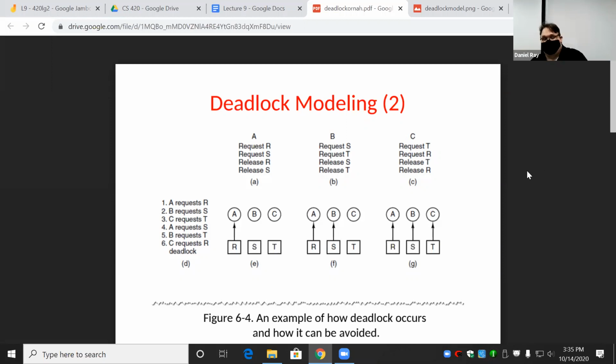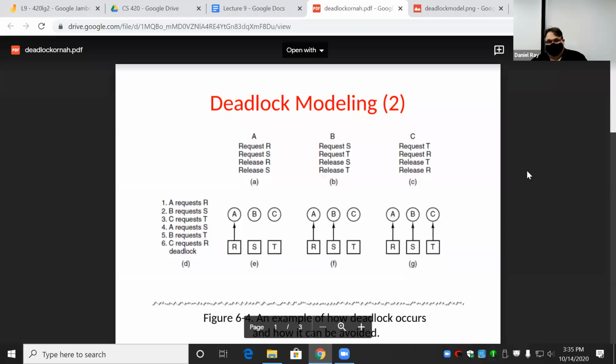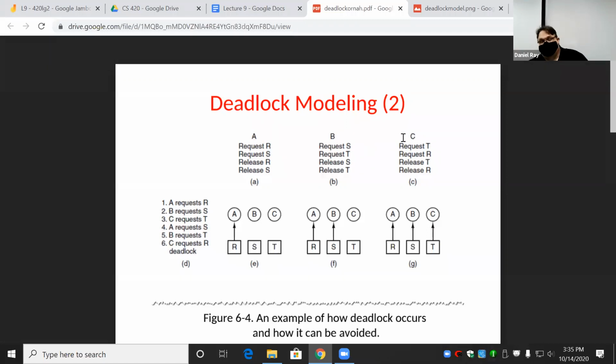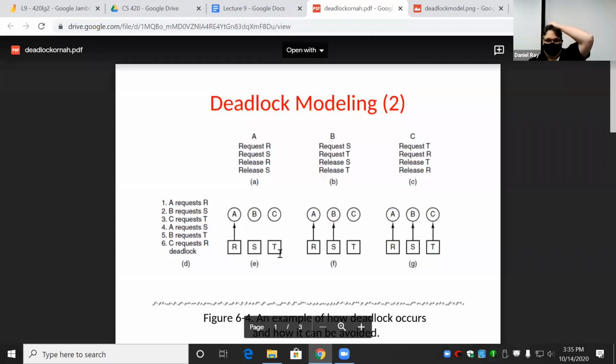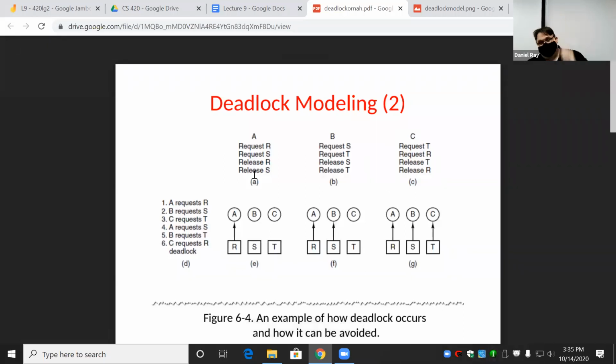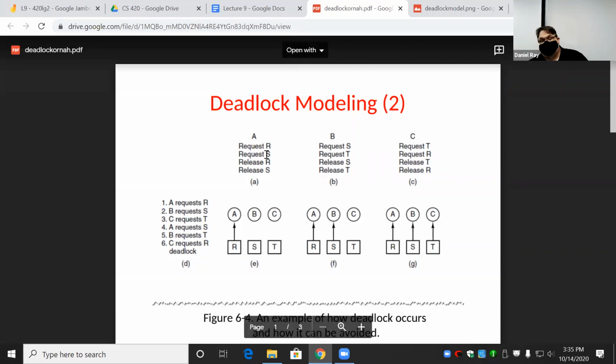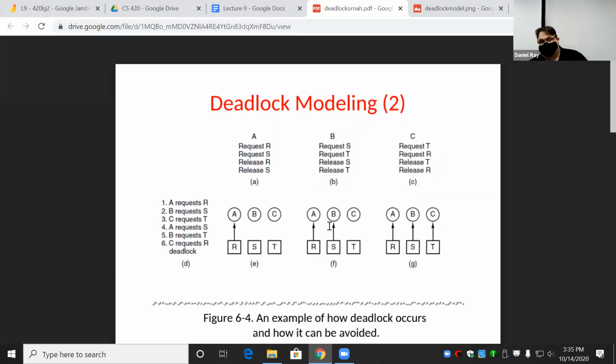All right, so here's an example. We've got resource A, process A, process B, and process C. 3 processes and 3 resources. We know that A is going to request R, request S, release R, release S. And B is going to request S, request T, release S, release T. And C is going to request T, request R, release T, release R.